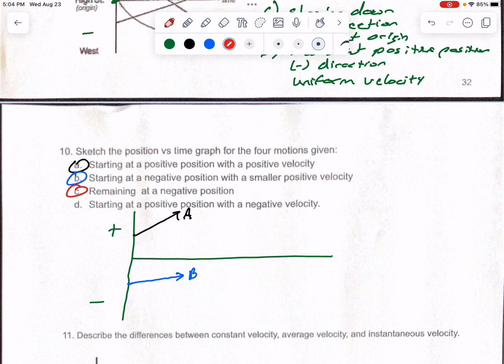Okay, then C, remaining at a negative position. So that means they're not moving. But they are at a negative position, so it'd be a flat line right there. So that would be C, and let's try a different color. Starting at a positive position with a negative velocity. Okay, so I'd start up here, doesn't matter where you are, doesn't matter if you crisscross any of them, and you're just going at a negative velocity, so that's what that would look like there. And that's the gist of drawing this out. You're just describing motion on a graph.